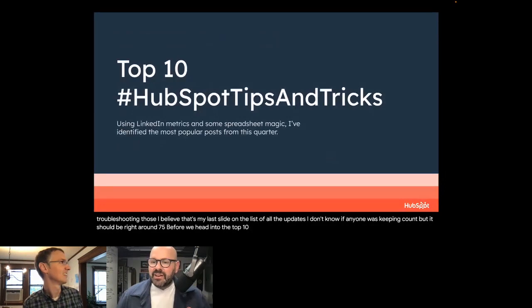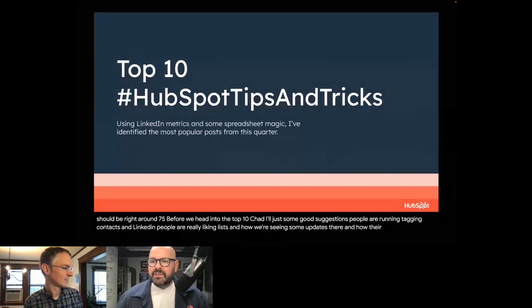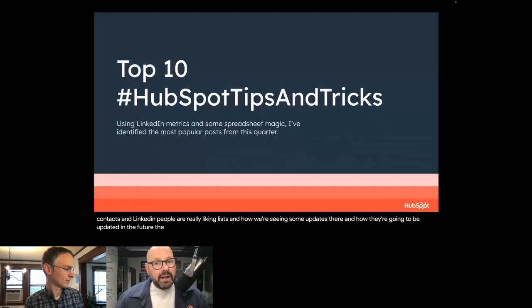Right now in the chat, there's some good suggestions. People are wanting tagging contacts in LinkedIn. People really liking lists and how we're seeing some updates there and how they're going to be updated in the future. The custom cards pipeline also, I think, is a big one for a lot of people.